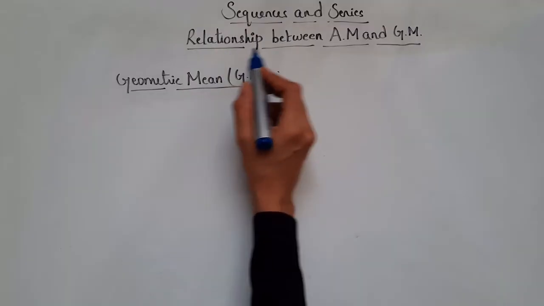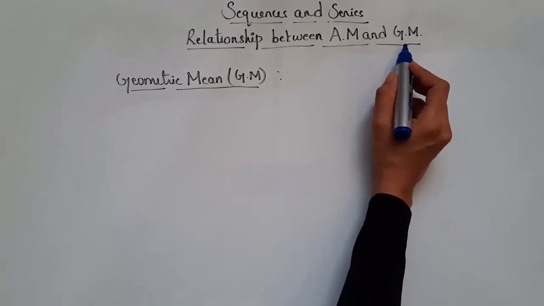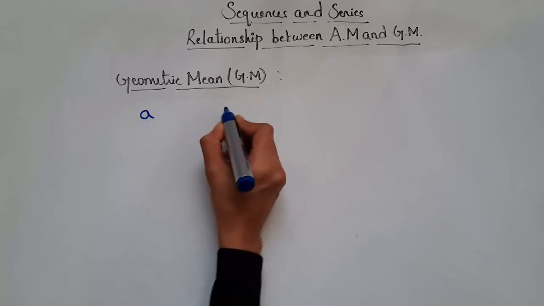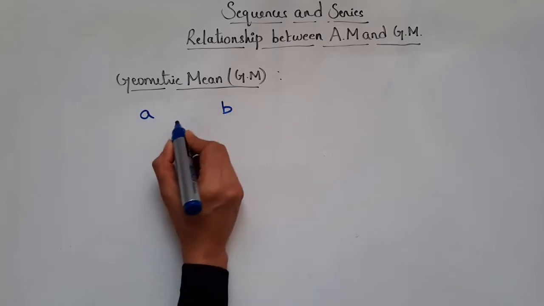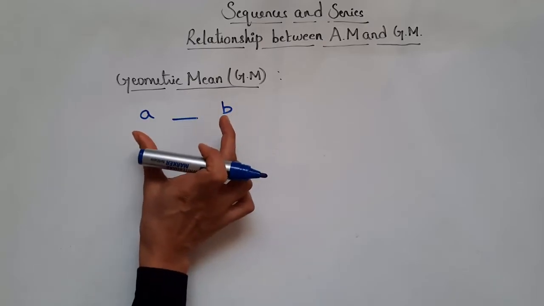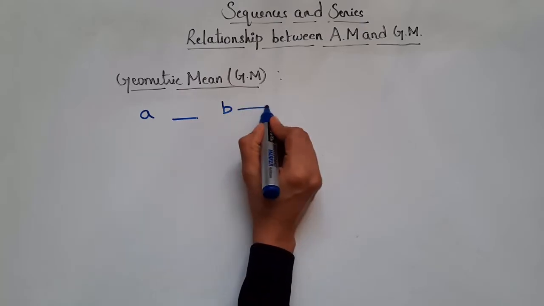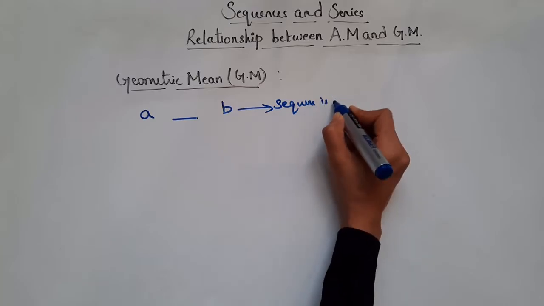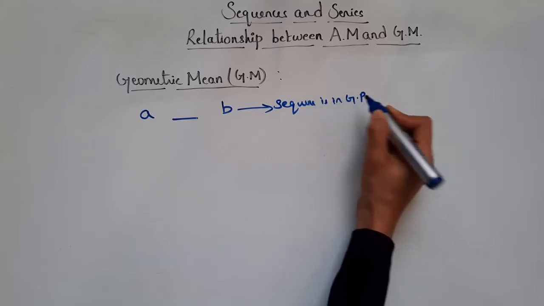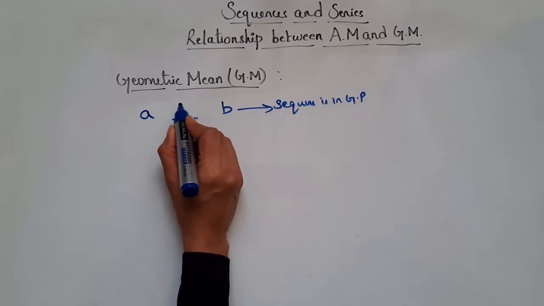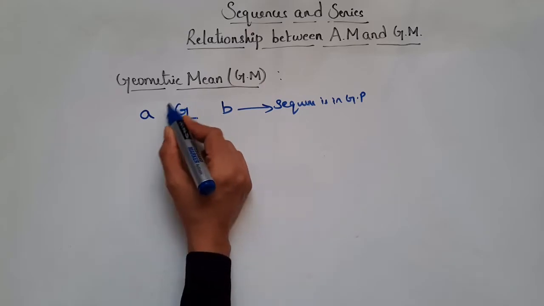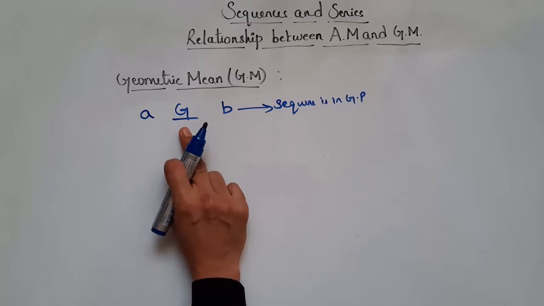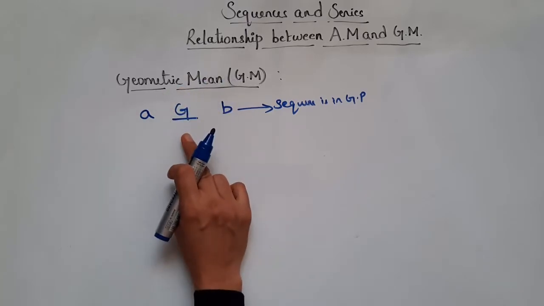Before seeing the relationship between arithmetic mean and geometric mean, first let's see what this geometric mean is. Let's say we have two numbers a and b. Now you have to insert a third number in between a and b such that this sequence is in GP. Let's take that inserted number as g. Now what is this g? Here this g is basically the geometric mean. Now let's see how to find this g.